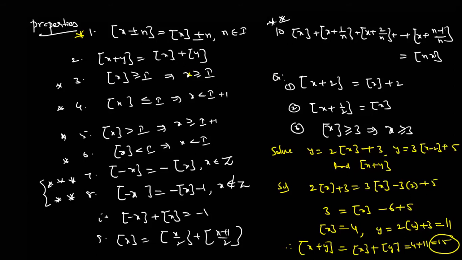For the third point, integral part of x greater than or equal to integer I means some integers like 2, 3, 4, minus 1 like that. Then x is always greater than or equal to I.